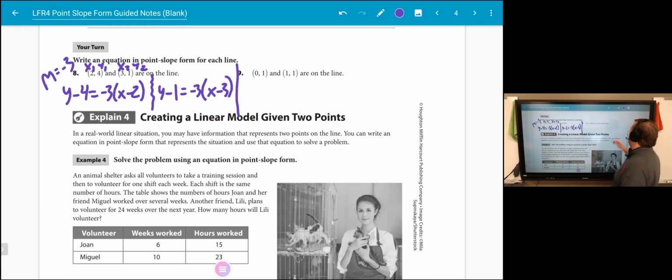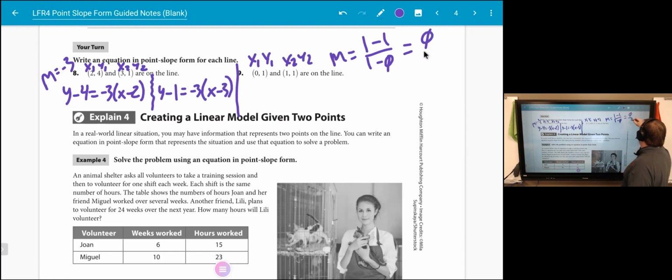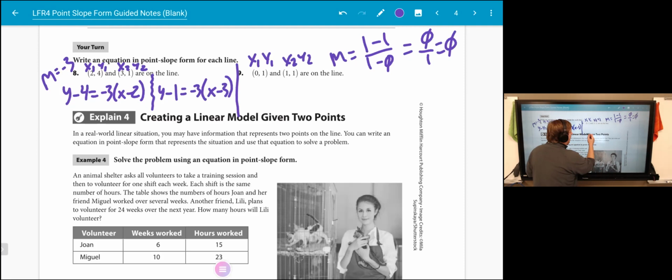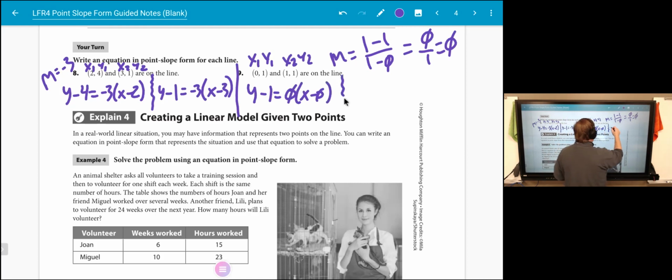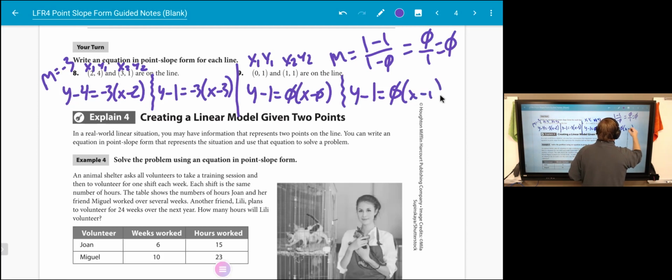Let's look at number 9. (0, 1) and (1, 1) are on the line. Let's figure out our slope. This is x1, y1, and x2, y2. m equals 1 minus 1 divided by 1 minus 0. This gives us 0 divided by 1, which is 0. So our slope is 0. And we can write either one of them. y minus 1 equals 0 times x minus 0. Or you could have had y minus 1 equals 0 times x minus 1. And they would both be correct.